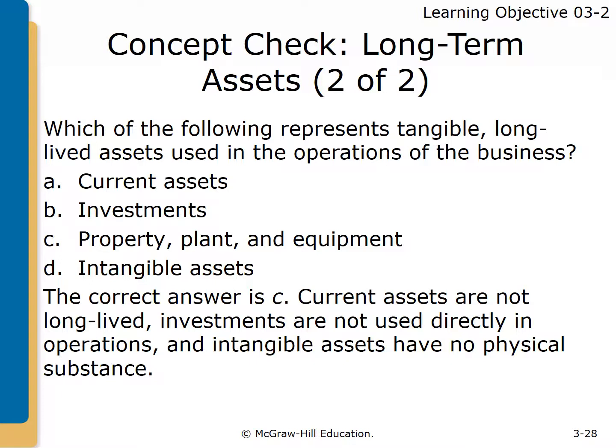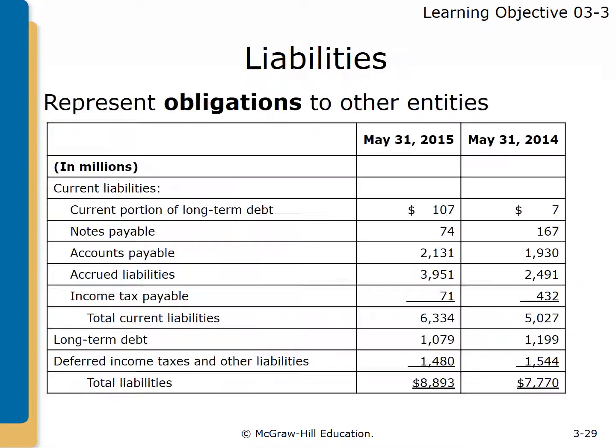Property, plant, and equipment. Current assets are assets that will be used in the coming year or operating cycle. Investments are assets that we own but do not use in operations. Intangible assets are just that, intangible. You cannot see them. They have no physical substance. They usually represent a legal right. They are purchased and used to produce revenue. So that's the asset section of our classified balance sheet.